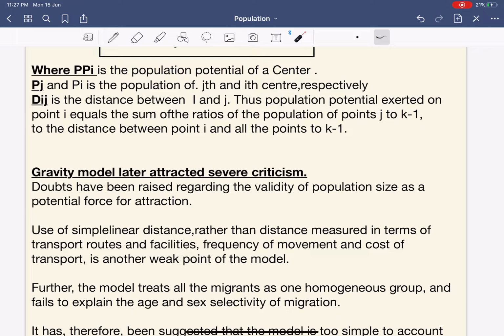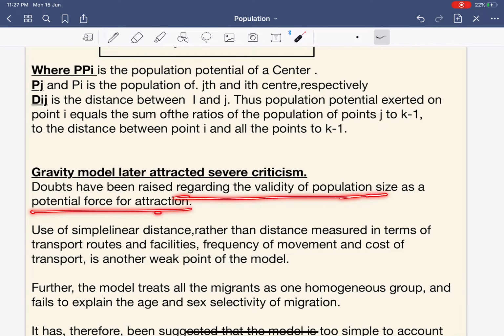Next, there was serious and severe criticism of this gravity model. What were the criticisms? Number one, doubts have been raised regarding the validity of population size as a potential force for attraction. See, the gravity model said that any city or any center which has more population will have more attraction. That was the first thing. We had described that for Pi and Pj, the volume of migration is directly proportional to the population of the center. It says that the validity of population size as a potential force of attraction is doubtful because apart from population there are other factors that operate.